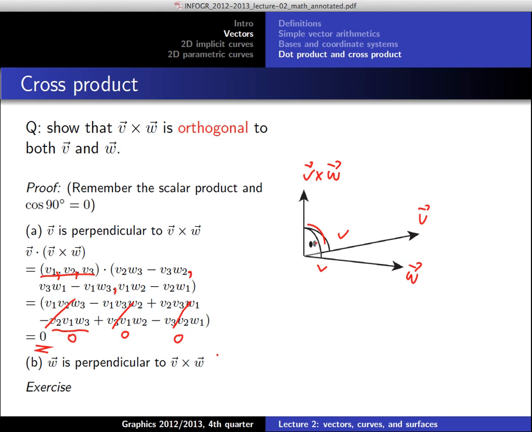Now if you have two vectors, then of course there is only one solution, as I showed here, but that's not true. There are two solutions. It can also point in the other direction, and that is also perpendicular to these two vectors. So the question is, which one do we get when we do the scalar product?